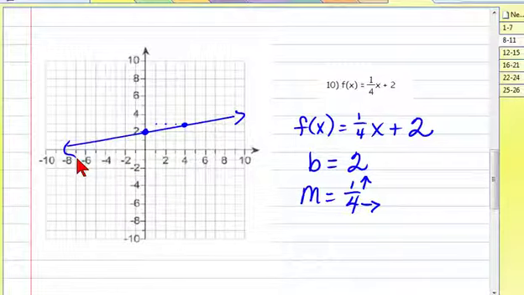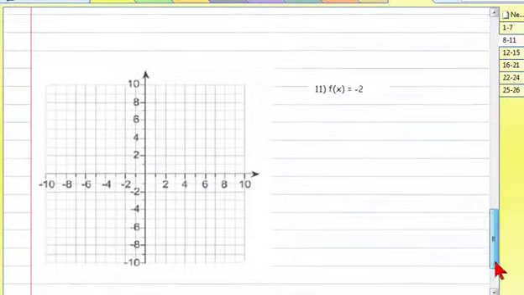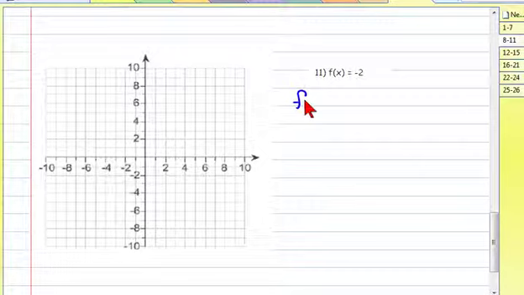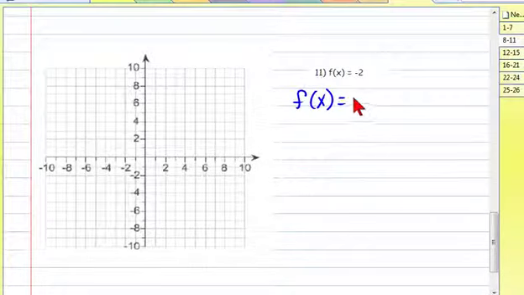Any questions on that one? We okay? And one more graph. Whoops, sorry. It says f of x is equal to -2.